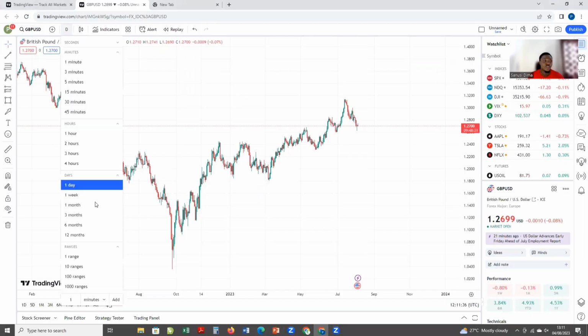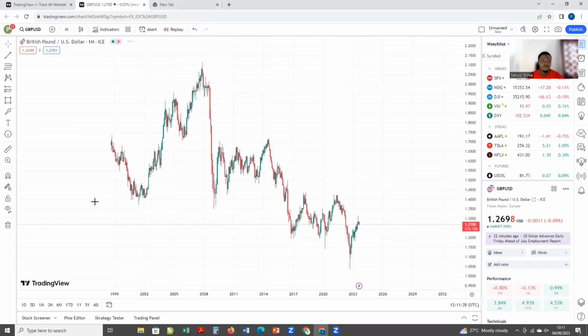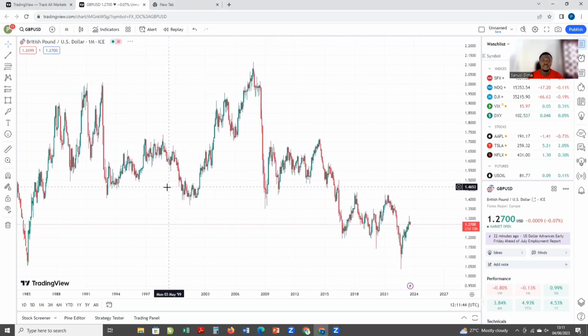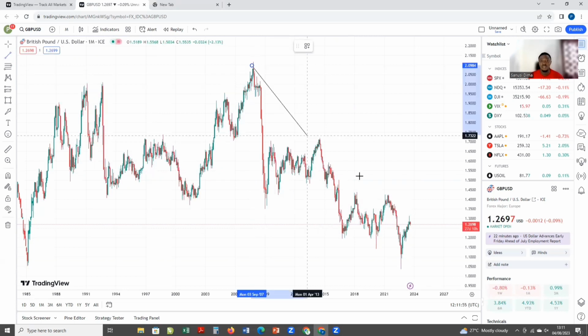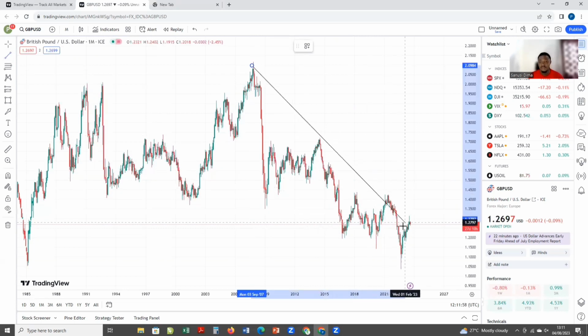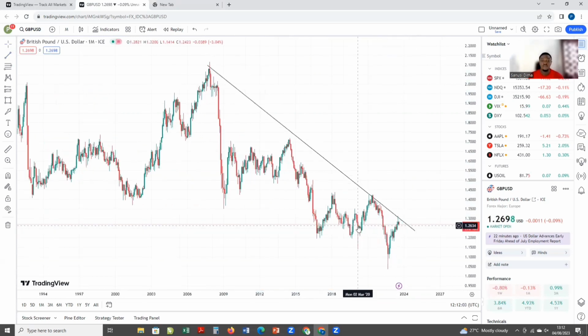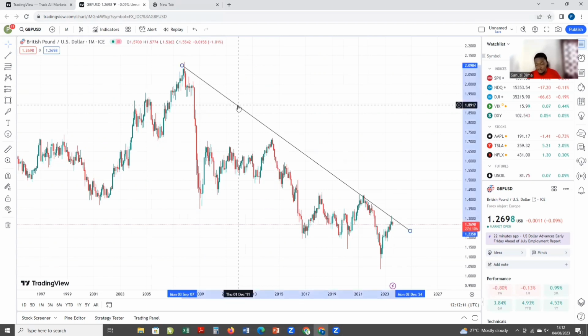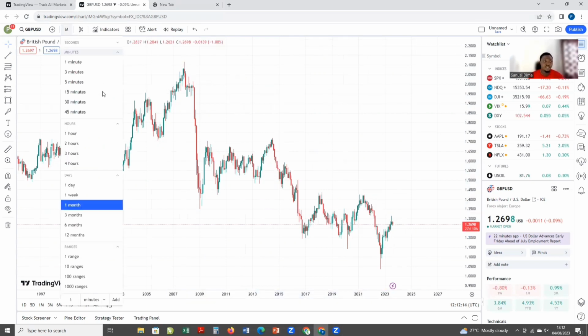First of all, I do my analysis. I first go to the monthly time frame, right? On the monthly time frame, look at the market. This is how the market is looking. On the monthly time frame, we can say that the market is actually on a downtrend. This is what the monthly looks like. We can say the monthly is actually a downtrend. So without wasting much time, let's jump quickly to the weekly time frame.